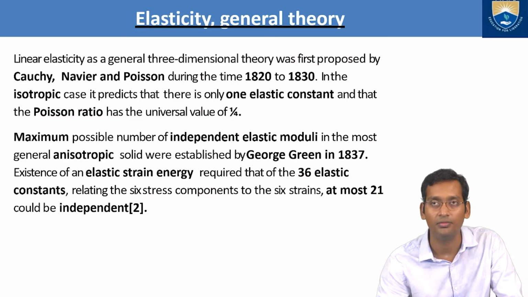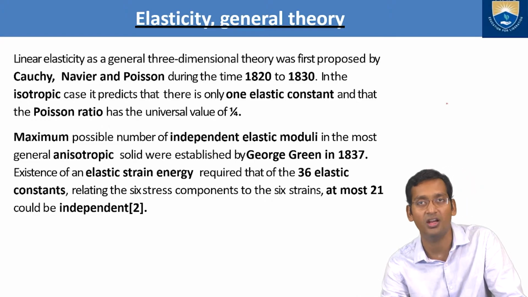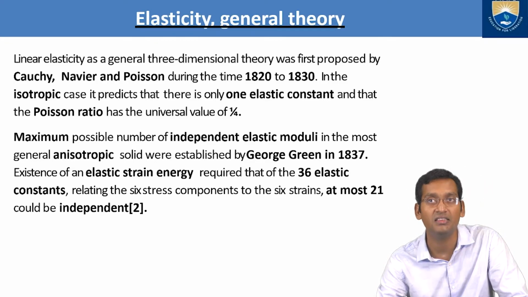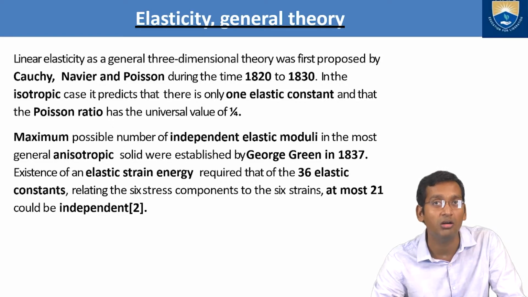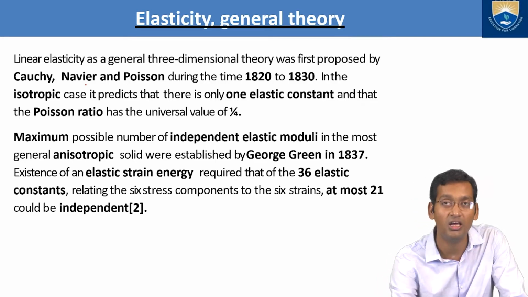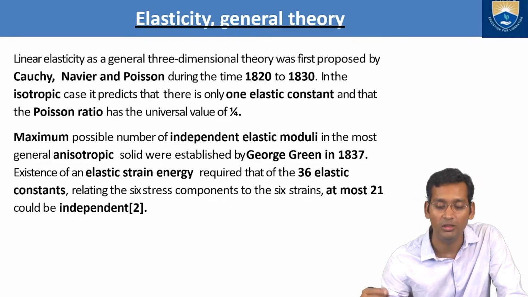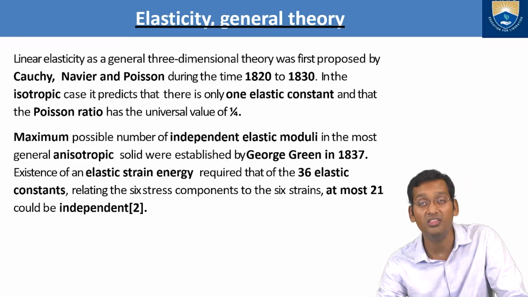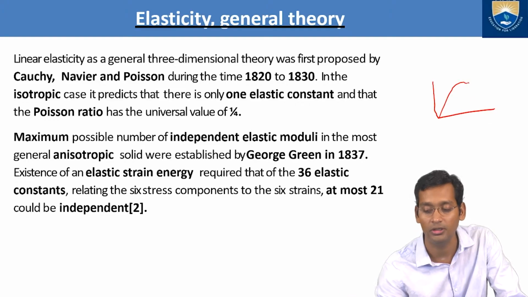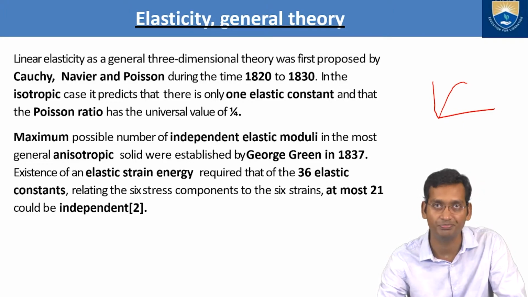Now, the general theory of elasticity. As I explained, up to a certain limit it's in the elastic region, and after that it goes to the plastic region. Linear elasticity as a general 3-dimensional theory was first proposed by Cauchy, Navier and Poisson during 1820 to 1830, and based on that the Navier-Stokes equation exists, which we will see later. They proposed how linear elasticity works in 3D, whereas here we are plotting in 2D only.